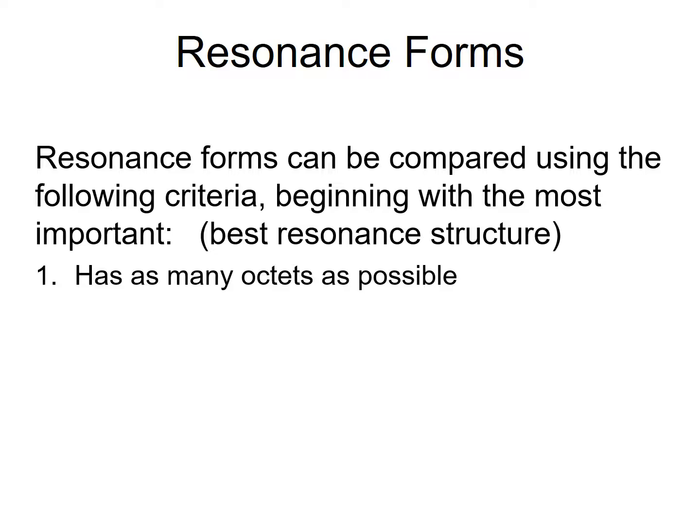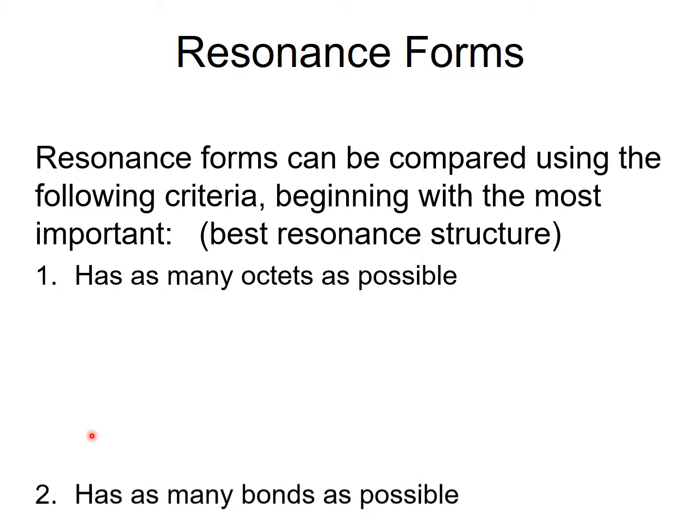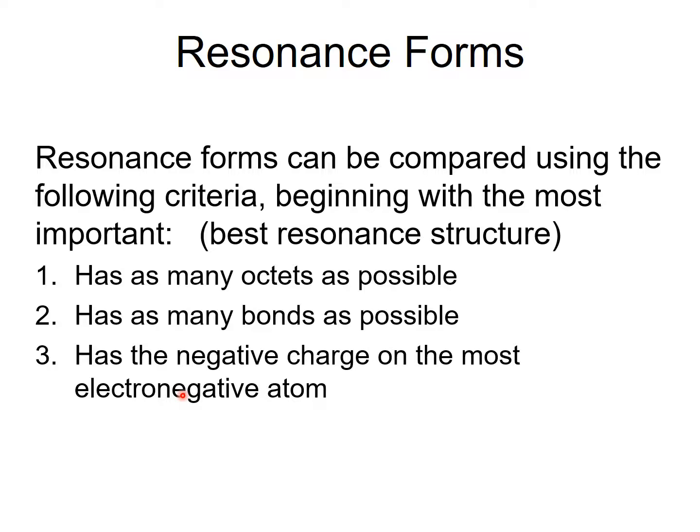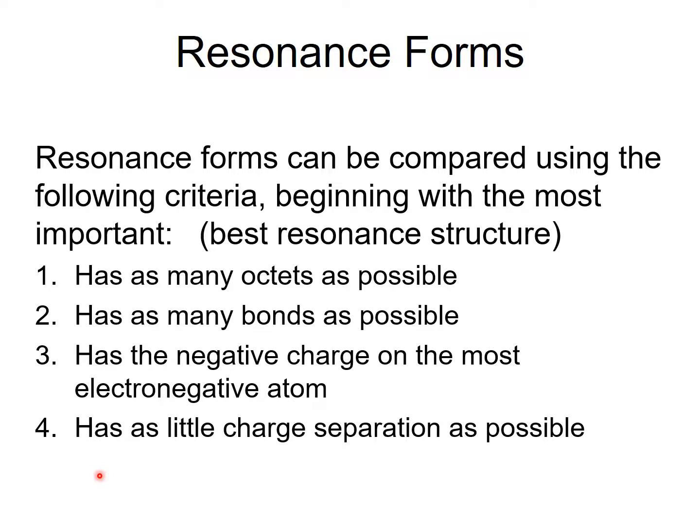So when you have a bunch of resonance structures, how do you decide which is the best resonance structure? You want to have as many octets as possible in your best resonance structure. You want to have as many bonds as possible. If there is any kind of charge, you would like to have the negative charge on the most electronegative atom. If there is a positive charge, you want to have the positive charge on the most electropositive atom. You want to have as little charge separation as possible. So if you have more than one resonance structure and you're asked to choose the best one, this is what you would use to decide.